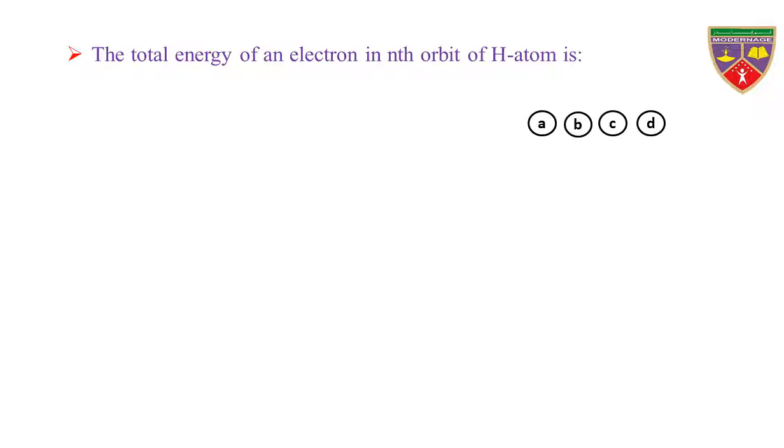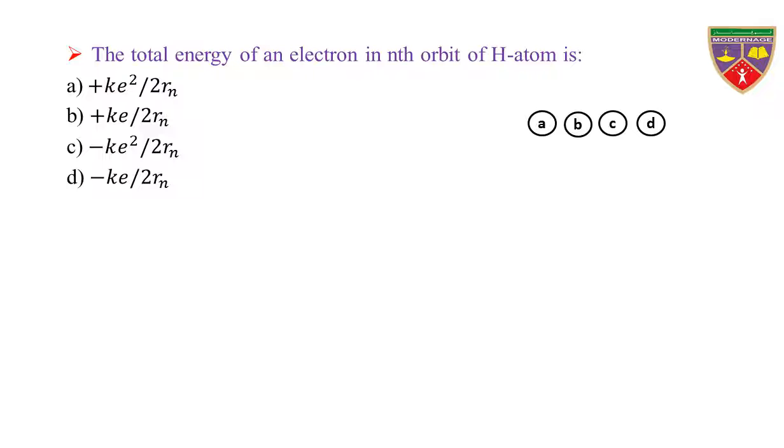The total energy of an electron in nth orbit of a hydrogen atom is: option A, plus k e square divided by 2 Rn. Option B, plus k e divided by 2 Rn. Option C, minus k e square divided by 2 Rn. Option D, minus k e divided by 2 Rn. The key is minus k e square divided by 2 Rn. Therefore, the correct option is C.